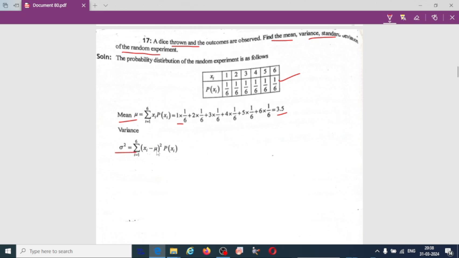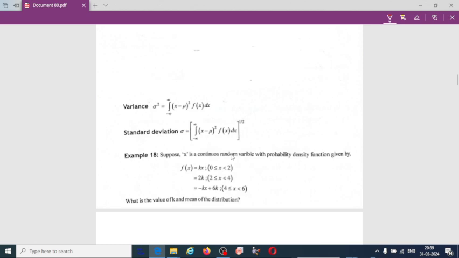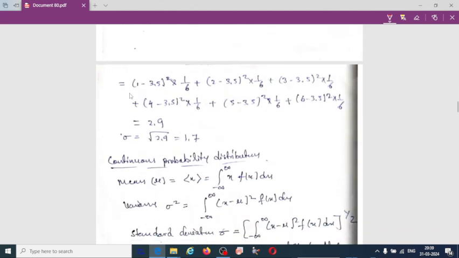Here it is xi minus mu squared times p of xi. Mu, how much did we get? 3.5 here. So use this mu value and subtract it from each of the events: 1 minus 3.5, like that, up to 6. You have to subtract mu and multiply with the probability 1 divided by 6.